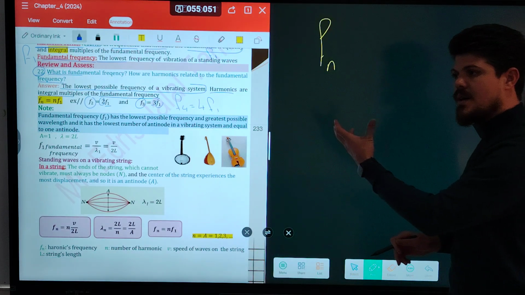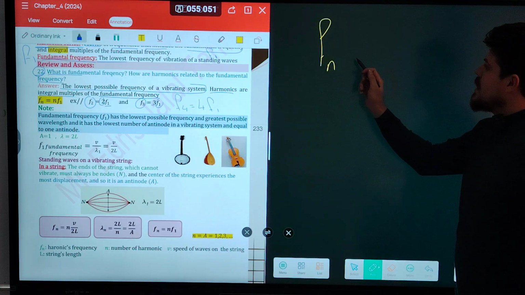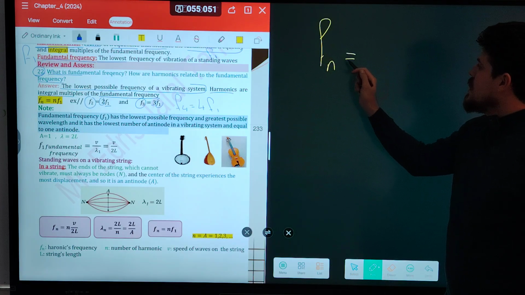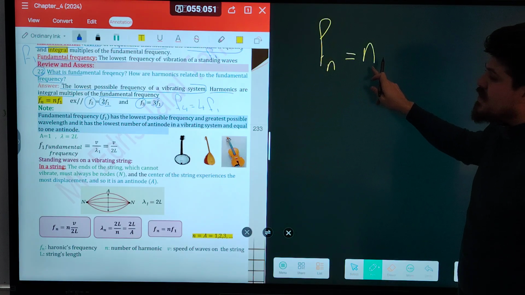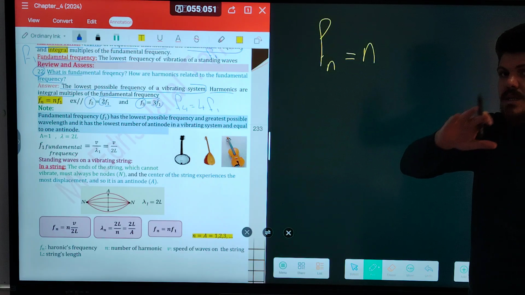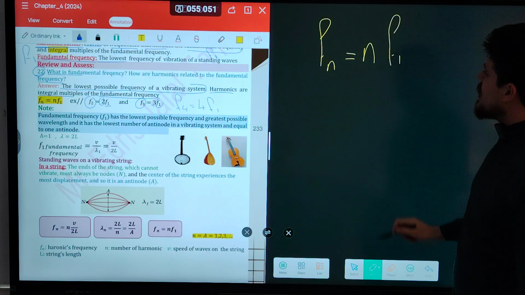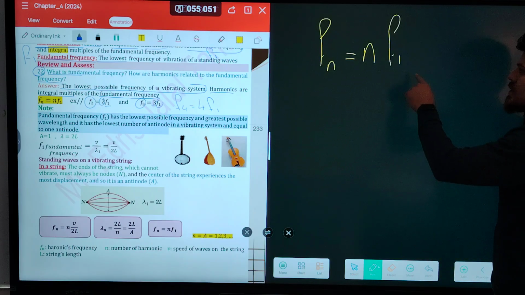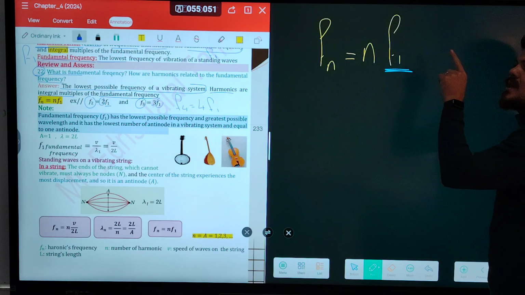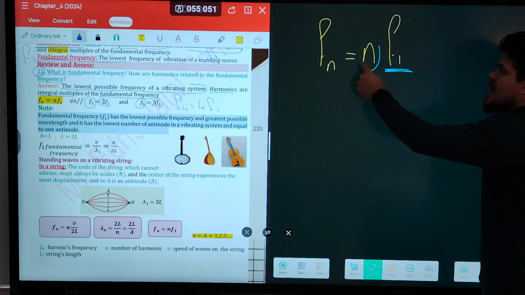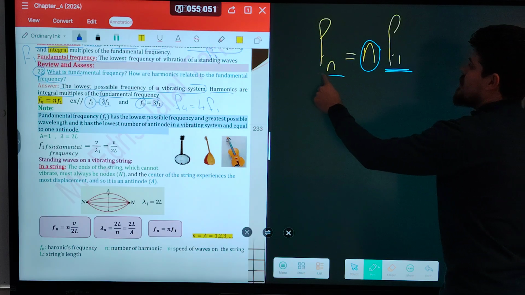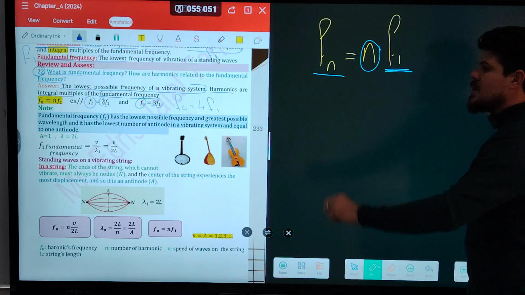Fn, the frequency of each harmonic except fundamental frequency, is equal to n, number of harmonics, 1, 2, 3, 4, except 1, because 1 is a fundamental frequency, n times fundamental frequency. What do you mean by F1? Fundamental frequency. N, number of harmonics. Fn, frequency of each harmonics.